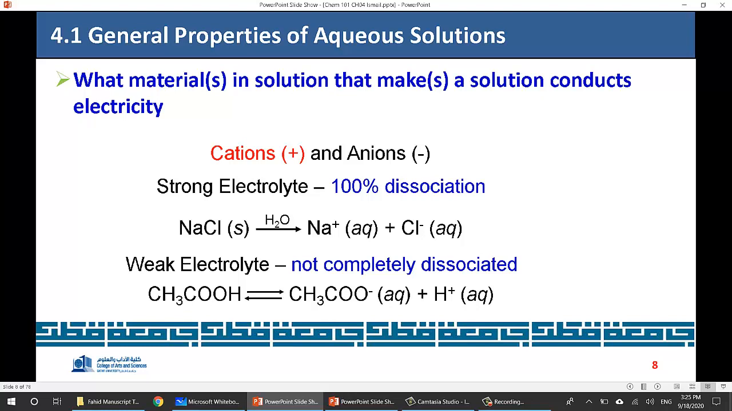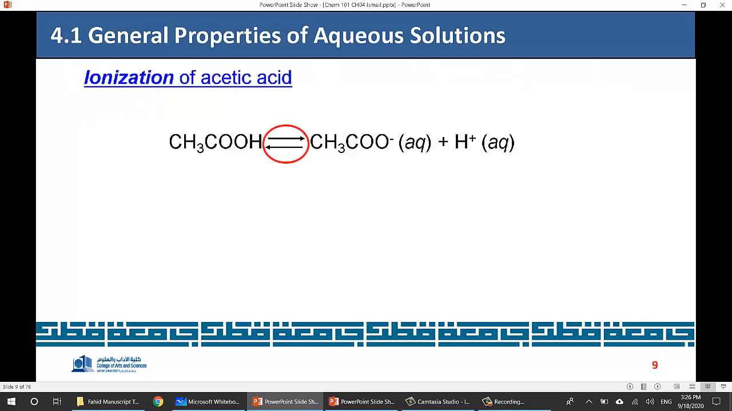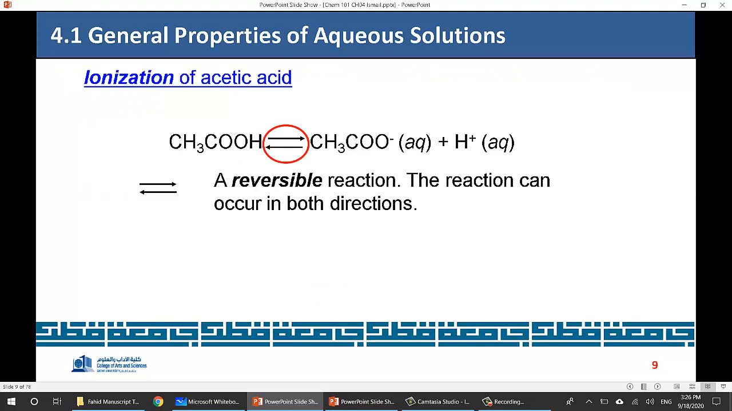There's also something called a weak electrolyte. An example of that would be vinegar, which is acetic acid. Acetic acid is a weak acid, so when you put it in water, it will ionize to acetate ions, CH3COO-, and the H+ ions. But these two ions combine again to form acetic acid. So the formation of these ions is not complete, and this is called partial ionization or partial dissociation of acetic acid. And this is an example of a reversible reaction.